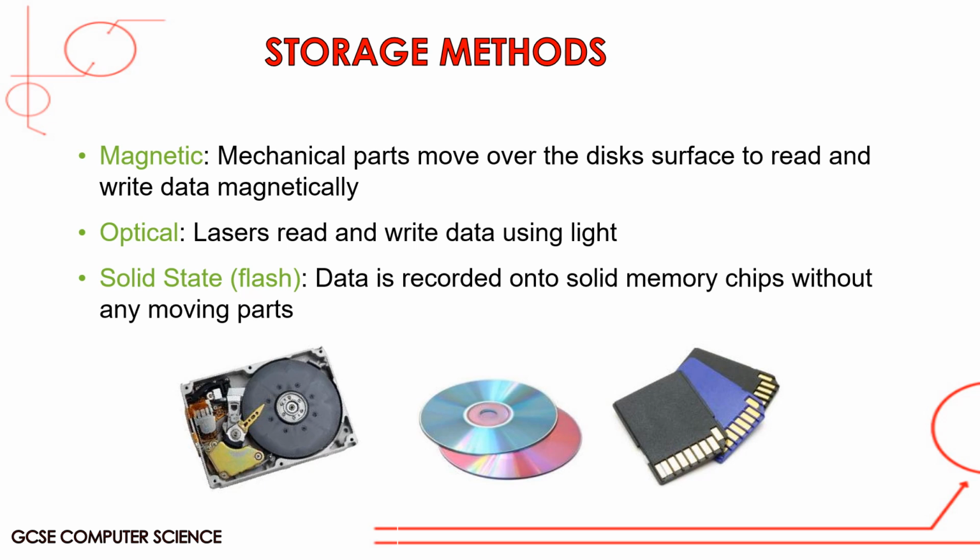Optical disks use lasers to read and write the data using light. Solid state, this is also called flash memory, is recorded onto solid memory chips without any moving parts. This means that they're very durable, use less power, and are a lot smaller.